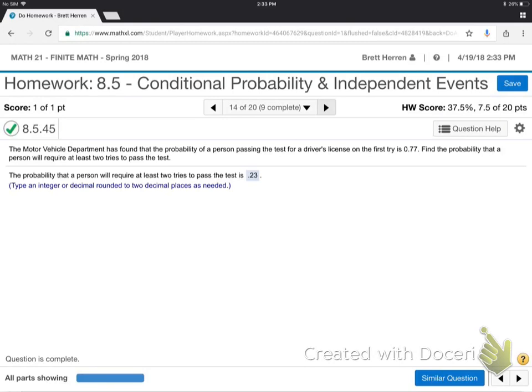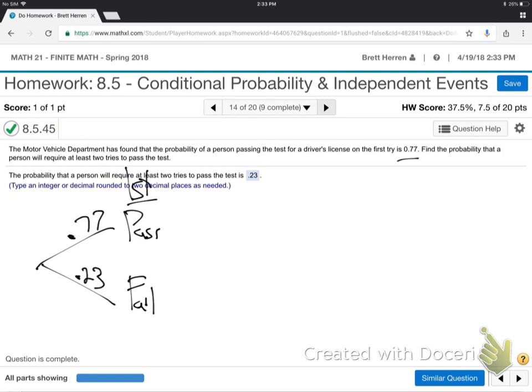DMV here today. The Department of Motor Vehicles has found that the probability of a person passing the test for driving is 0.77. So we're doing the thing again. Let's do pass or fail. This is the first try. It's 0.77 for pass, so subtract from 1 and you get 0.23 for that one. They add up to 100%, right? That makes sense so far.